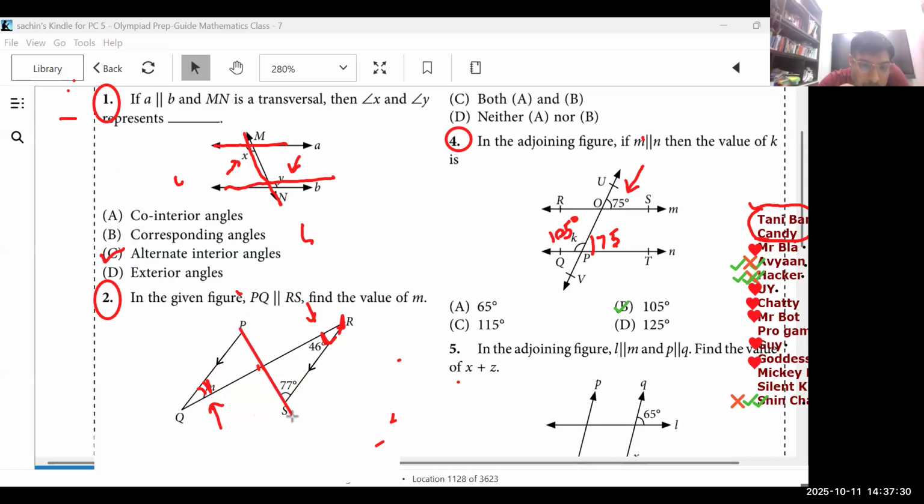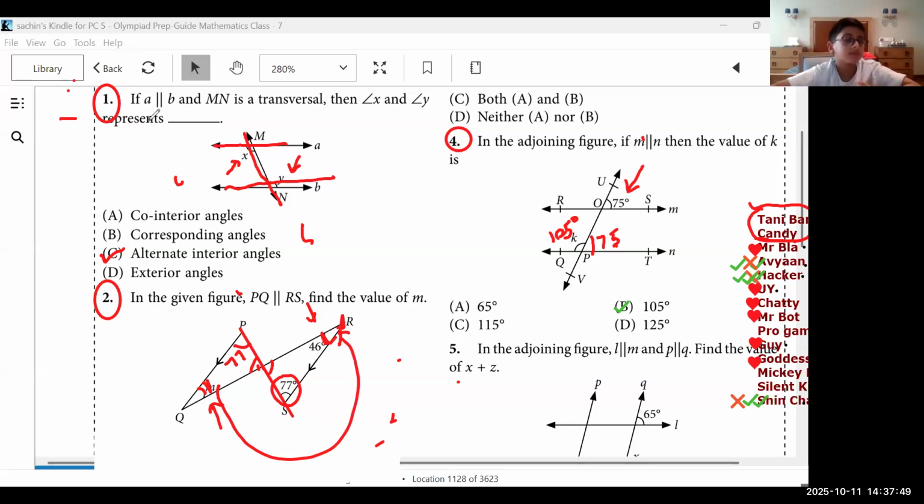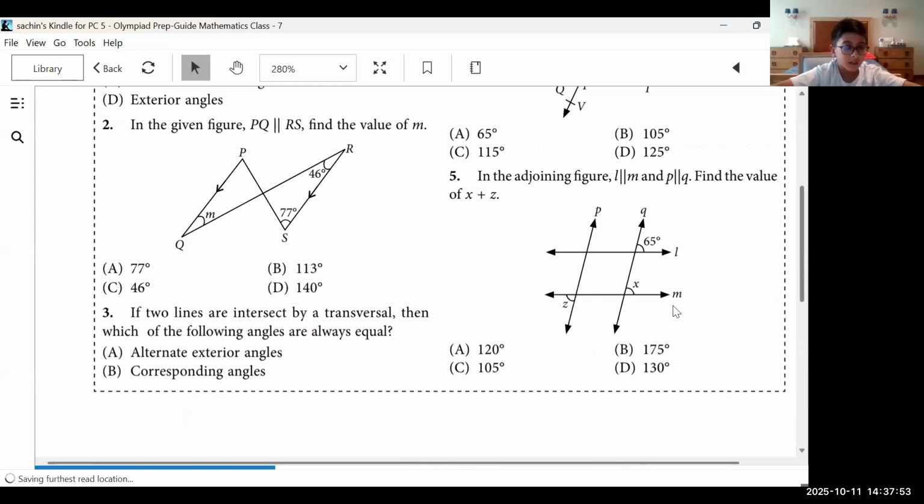फिर क्या होगा if we use PS as the transversal? तो ये 77 है, तो this will also become 77. Then ये दोनों angles equal हो जाएंगे, so the third angle of the triangle will automatically be equal. Okay, sir. Yes, sir.